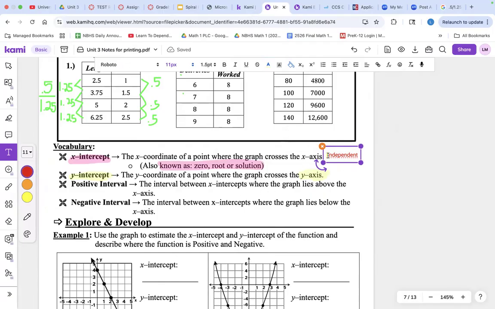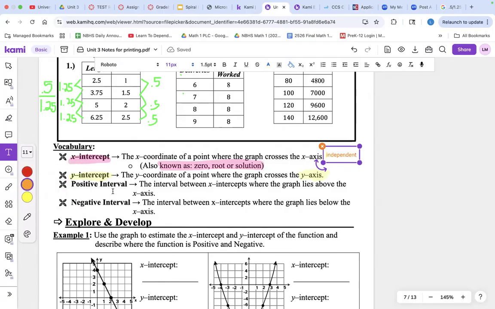All right, it has no other names, just y-axis. Positive interval. This is the interval between your x-intercepts where the graph lies above the x-axis. Negative interval. This is the interval between the x-intercepts where the graph lies below the x-axis.